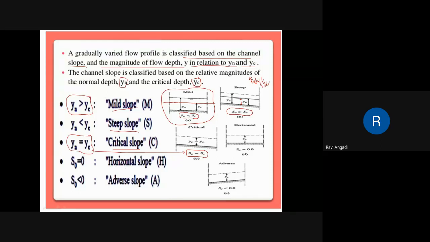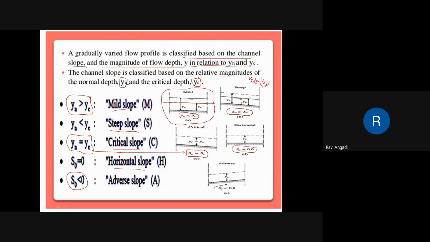Similarly, horizontal slope. Horizontal means perfectly horizontal. There is no slope at all. The bed slope will be 0, and at the same time the depth of flow will be critical. Is it clear? That is the horizontal slope. Then the adverse slope. It is important here. When you get the adverse slope, the slope of the bed is less than 0, meaning it is reverse. The bed is rising in this direction. When it is rising in this direction, it is a negative value, right? Yes, sir, it's negative.